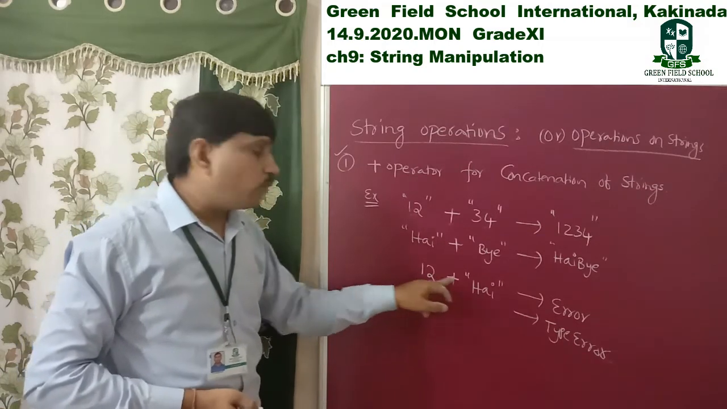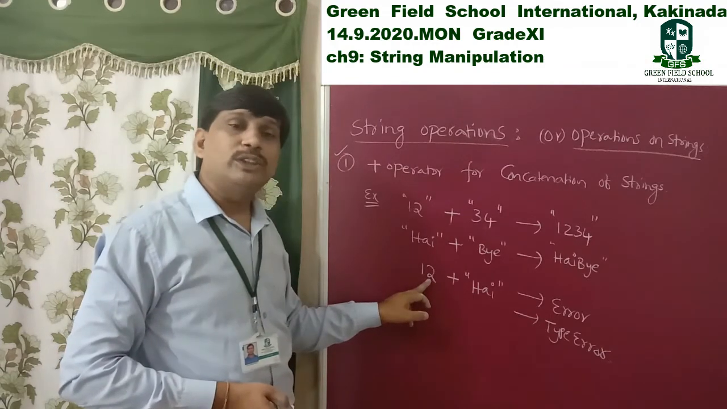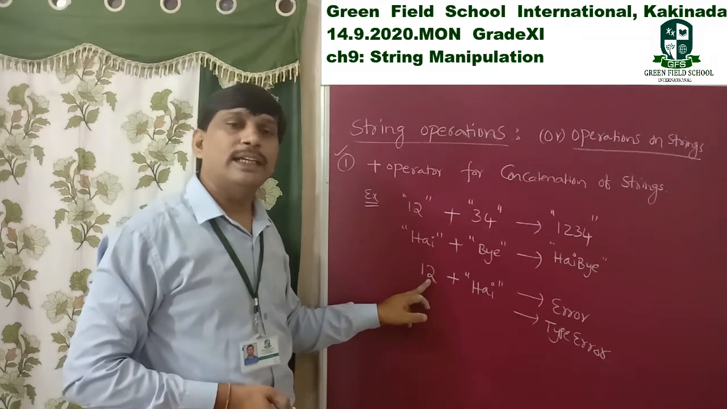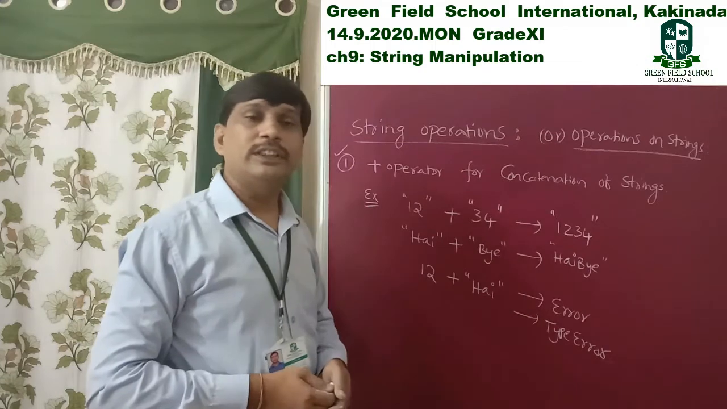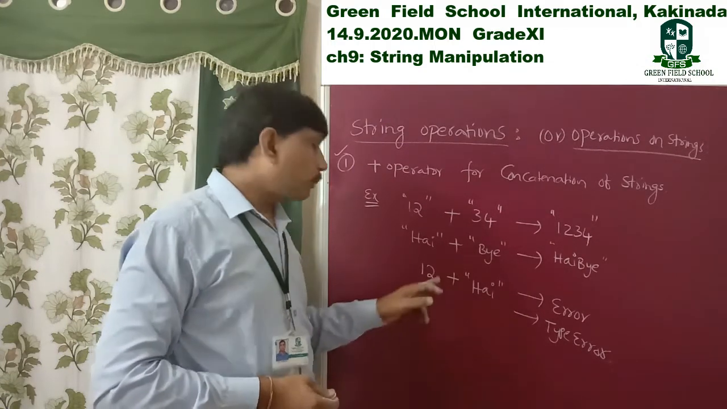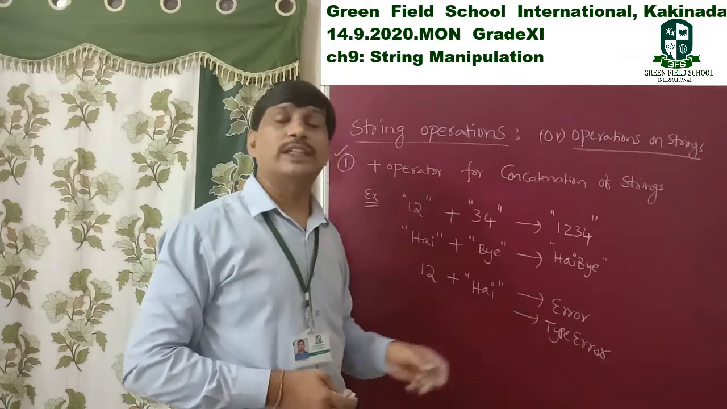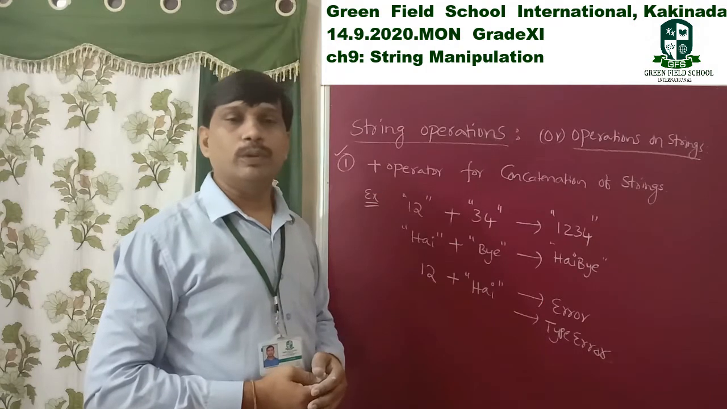One integer value with one string value. That's why the data type is mismatched, so it returns a data type error. Which type of error does it return? Data type error. Suppose both are strings, then we combine these two strings and display the output.